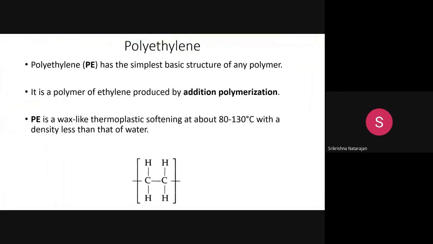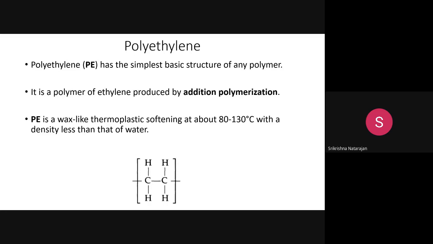Polyethylene has the simplest basic structure of any polymer. It's a very simple structure. There is no complicated type of structure. The monomer for this process is ethylene, which is an olefin hydrocarbon. So how is it produced? It is produced by addition polymerization. Addition polymerization means the monomers are usually made up of a double bond and it will not liberate any byproduct. Ethylene will be converted into polyethylene, propylene will be converted into polypropylene, like that.